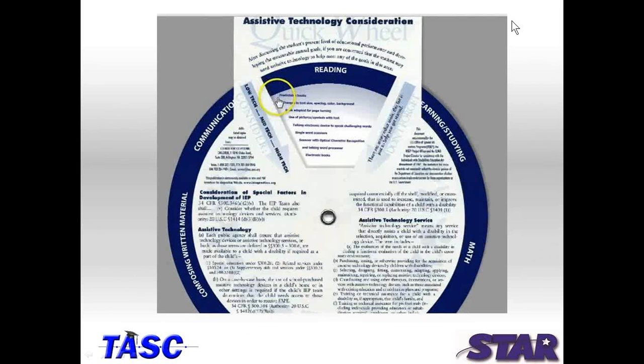Oh, before I do that, this is one of my favorite sheets. This is called the Assistive Technology Consideration Wheel. It's done by CEC, the Council for Exceptional Children. They cost anywhere from $6 to $8 to purchase, but it's really something that I think every IEP team should be using. This wheel is wonderful because it has different categories of learning that may be a concern for a student, whether it's reading or learning or math, communication.